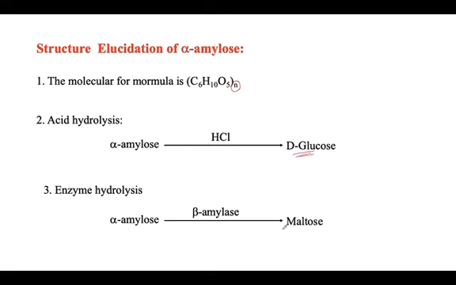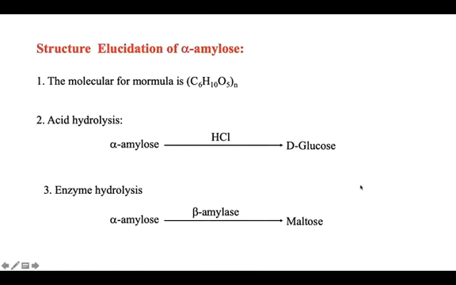And when enzyme hydrolysis was done using beta amylase enzyme, it was found that alpha amylose gives maltose units as the main product. So we say that maltose units are present. It has been confirmed that maltose units indicate that 1,4 glycosidic linkages are present in alpha amylose, and the nature of these linkages is alpha.